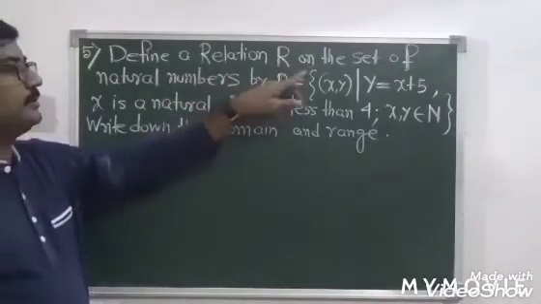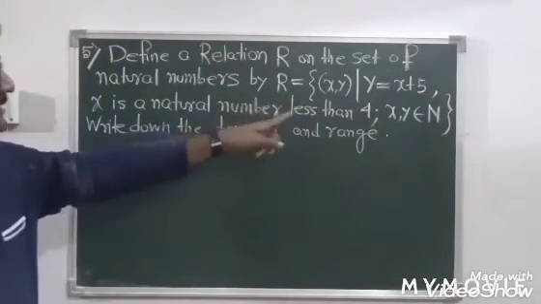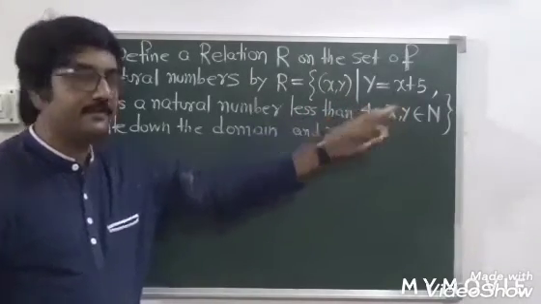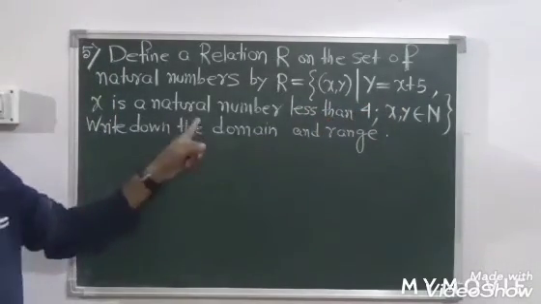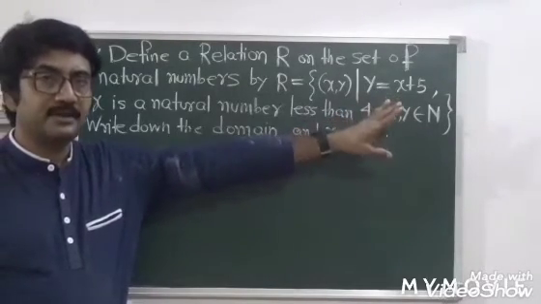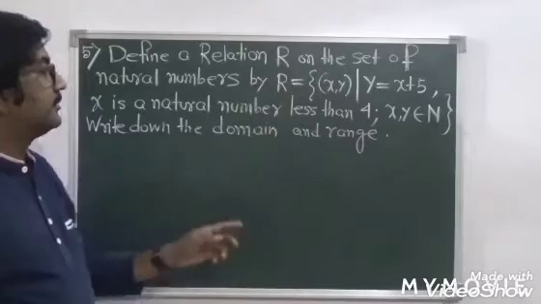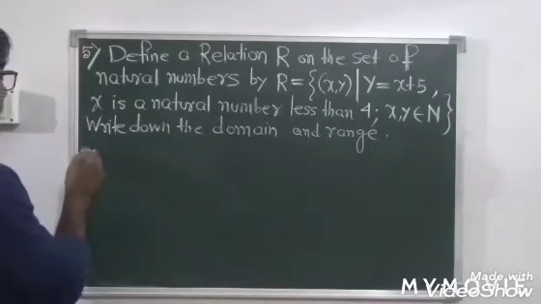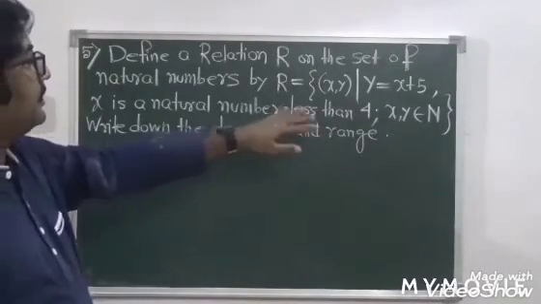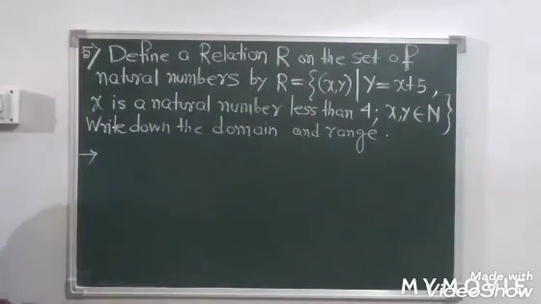Define the relation R on the set of natural numbers. The relation is defined as the ordered pairs (x, y) such that y equals x plus 5. Now x is a natural number less than 4, and x, y both belong to the set of natural numbers. We need to find the domain and the range. Before we can solve, let us first define this relation in the roster form. It is given in the set builder form, so always you need to define the set in the roster form.